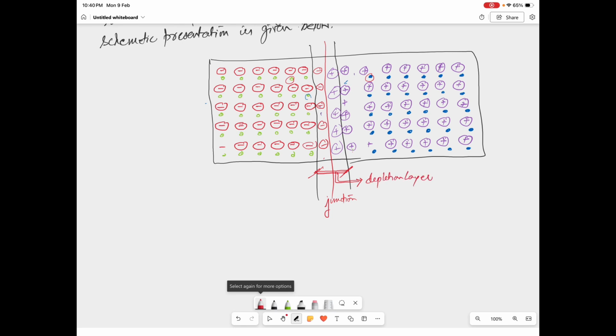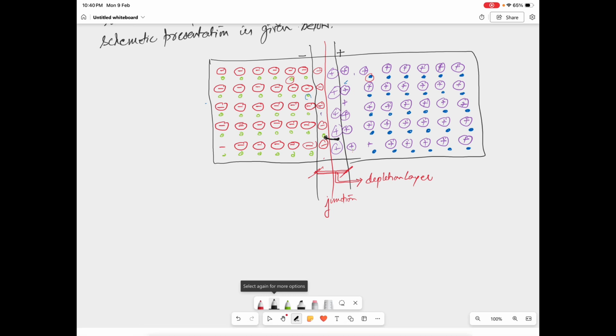What happens here? The holes which are present here, and the electrons which are on this side, combine with each other, and they get eliminated. So here you can see there is a layer of acceptor atoms, and there is a layer of donor atoms on the other side. So this makes the n side positive and the p side negative.